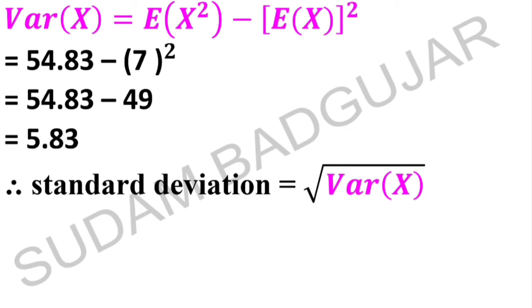What is meant by standard deviation? Again you have to substitute this formula. Standard deviation is nothing but the under root of variance. So it becomes under root of 5.83, then it becomes 2.41. You can find it by using a log table, then you will get 2.41. This is the final answer.